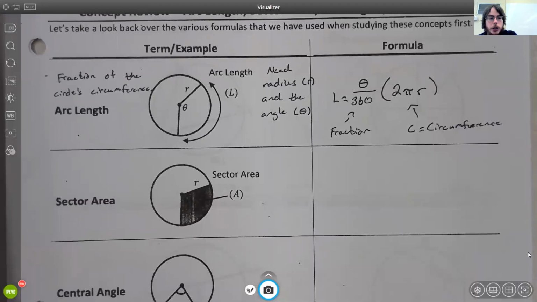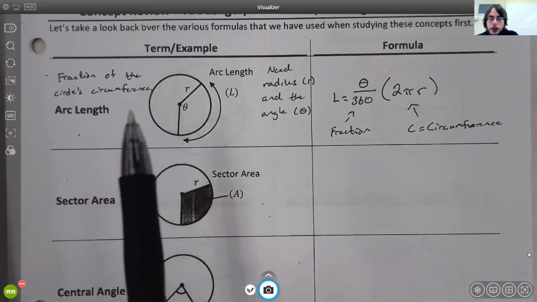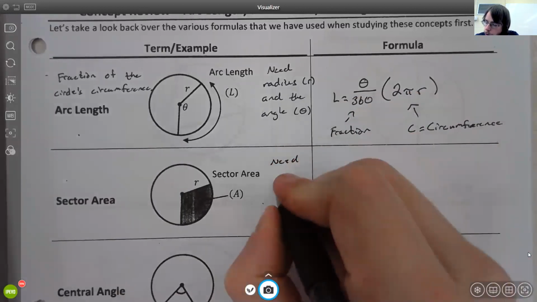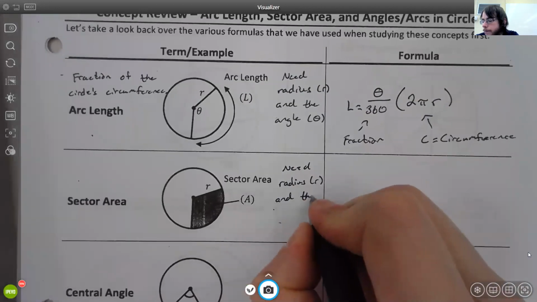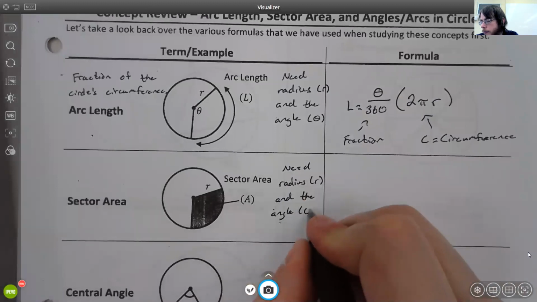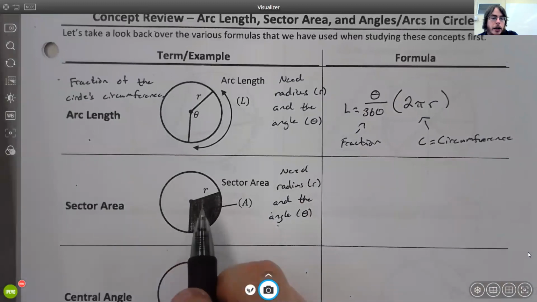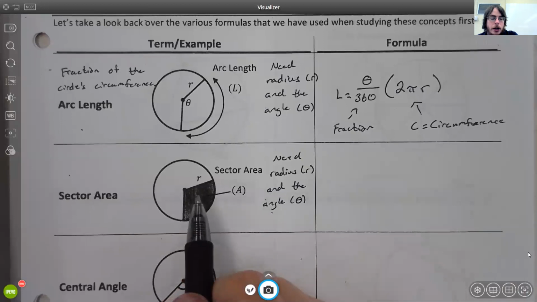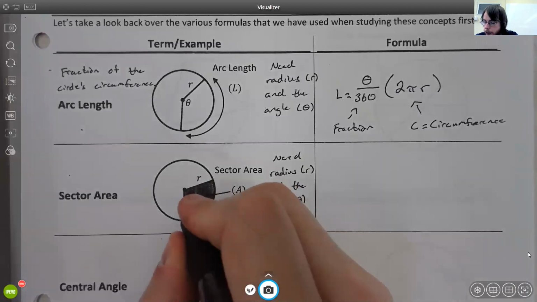All right, so next up, we're going to look at sector area. Like arc length, for sector area you are also going to need your radius r and your angle theta. Now it's a bit dark here, and I do apologize. The scanned version looks much better, but the printed version that I'm using, the printer decided to make a bunch of black streaks in there. So apologies for that. But there is a theta in there somewhere.